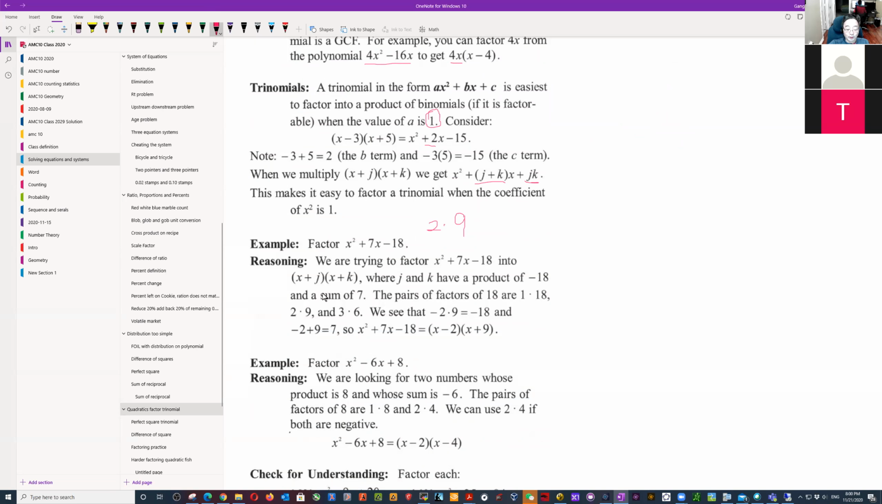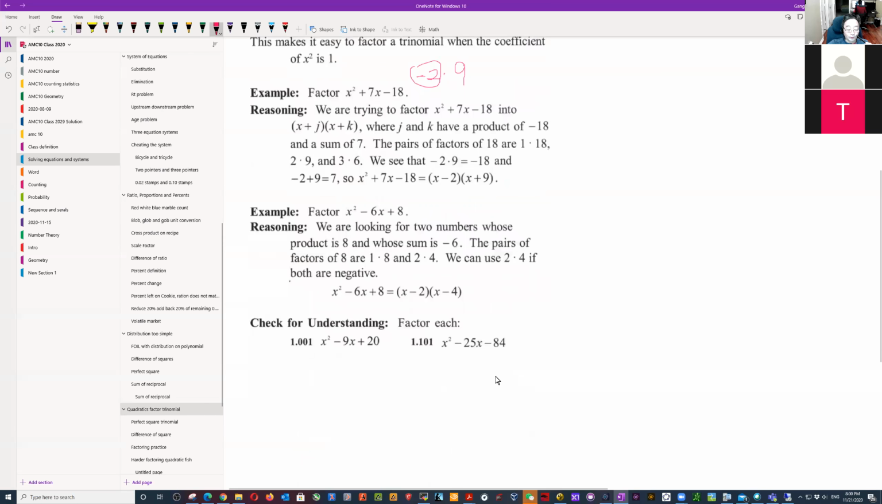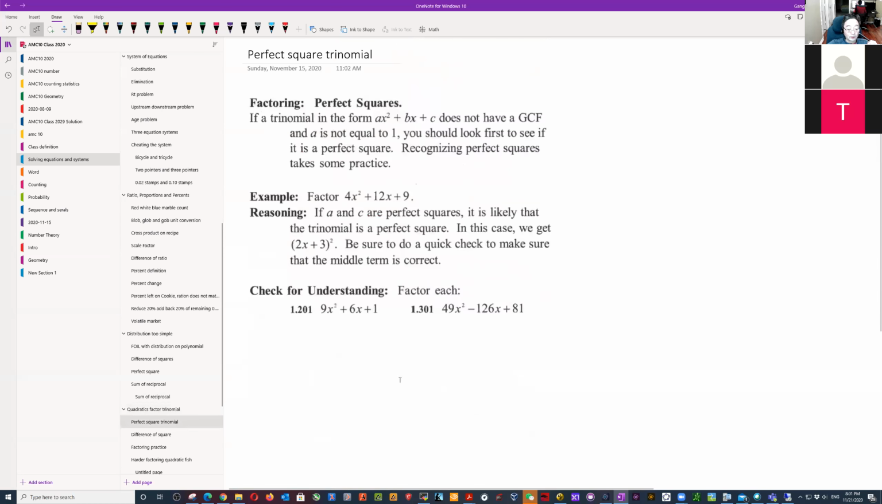And if I put a negative sign on -2, and -2 plus 9 equals 7. So I successfully factored this one. I'm going to go very quickly and not linger on this.